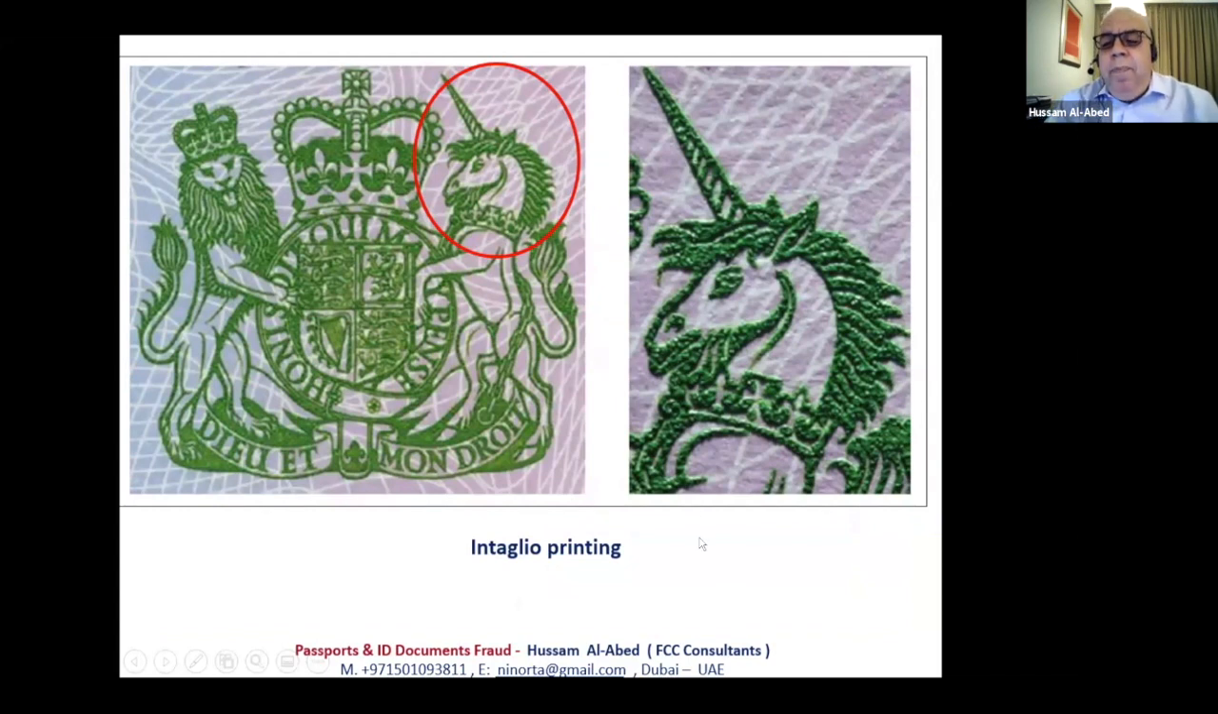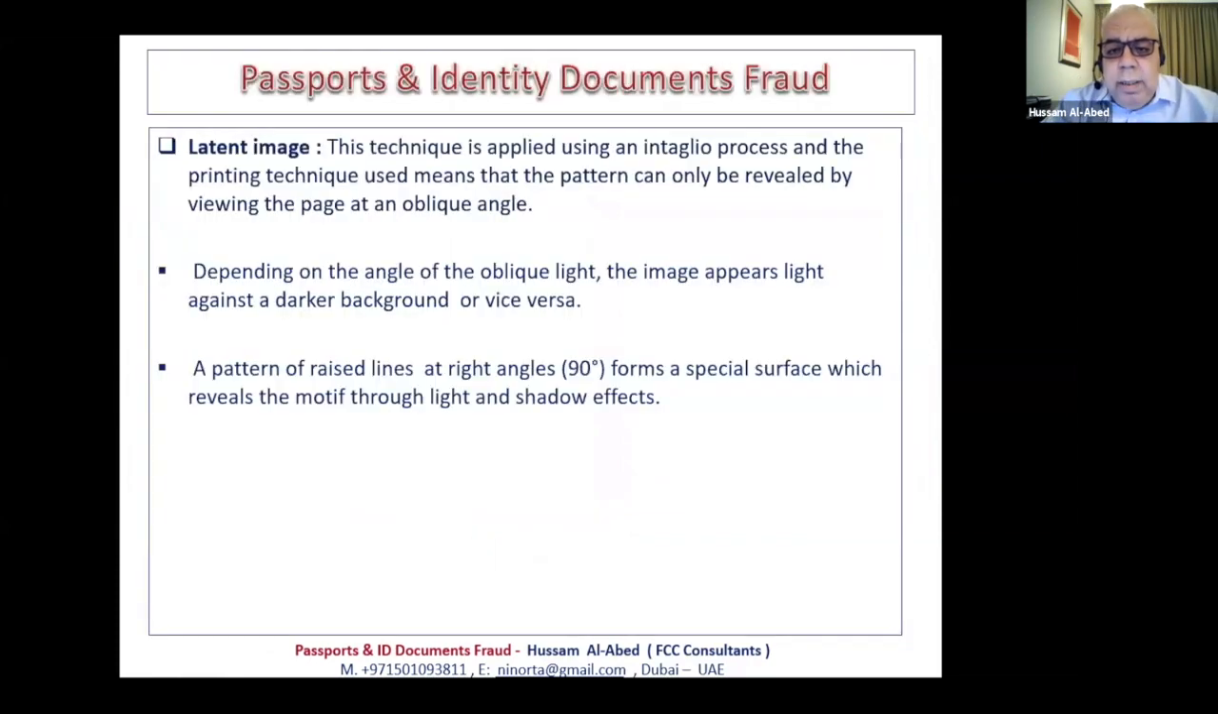But be careful, with intaglio printing, counterfeiters and forgers also try to imitate it by punching the document from the back with a metal device. They will make it look like it's a raised printing, while actually it's more like perforation or pressing with a metal device. A latent image is an excellent technique that will help you verify quickly any ID document.